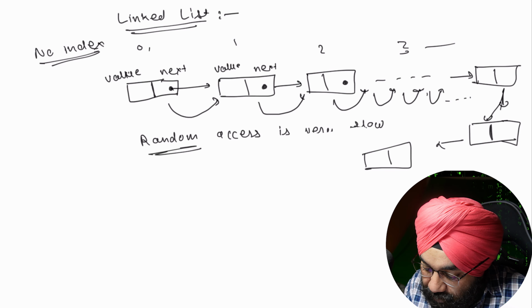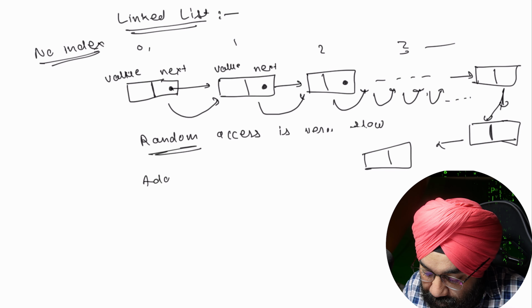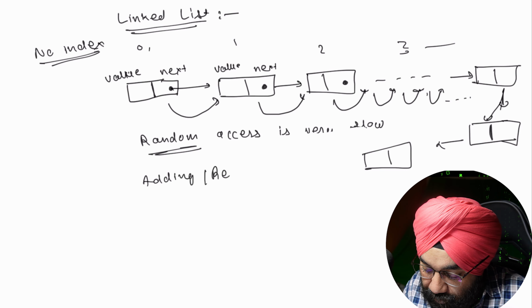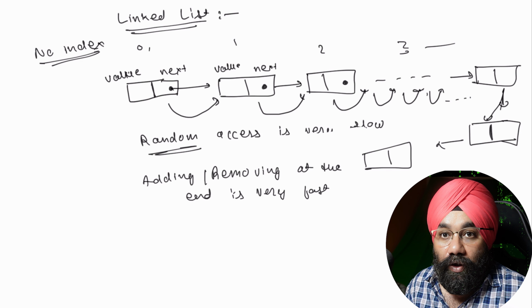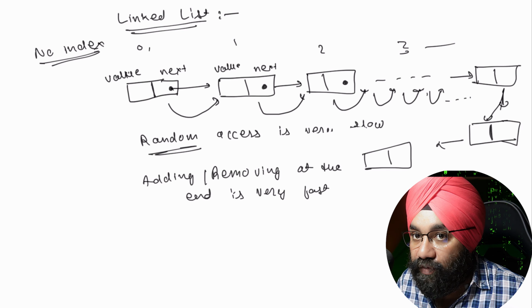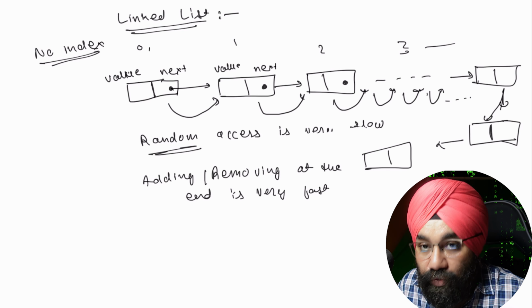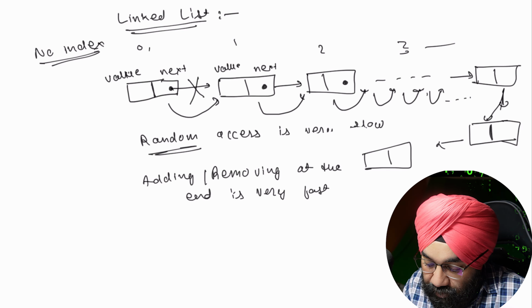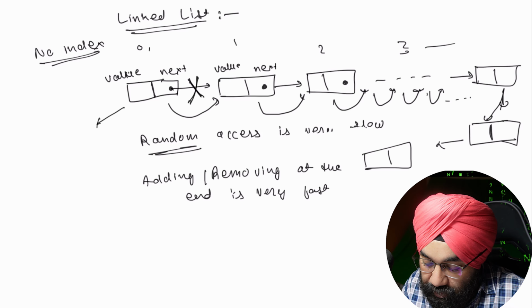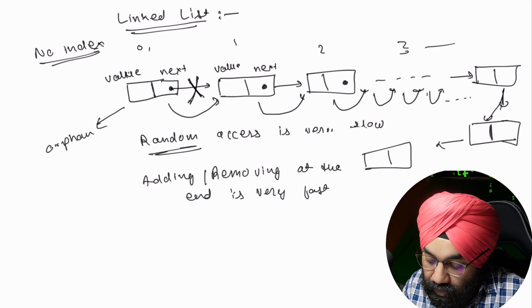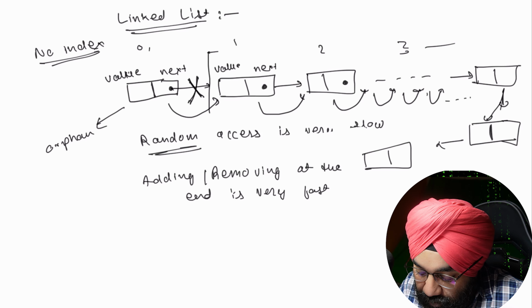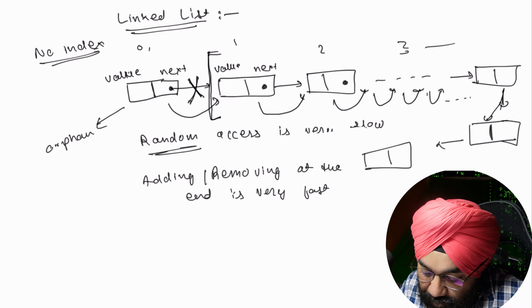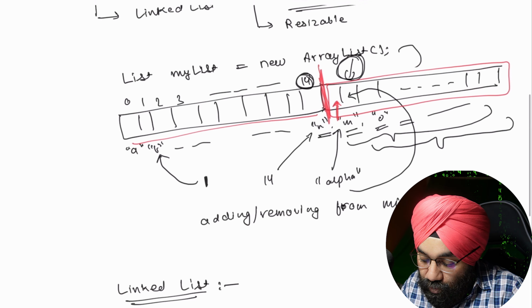Random access is very slow, but adding and removing is fast, and not just at the end. If you want to remove the first element of the list, what do you need to do? You just simply need to break this pointer. Then this will become an orphan, and it will eventually be removed from the list, and this will become the first element of your list.